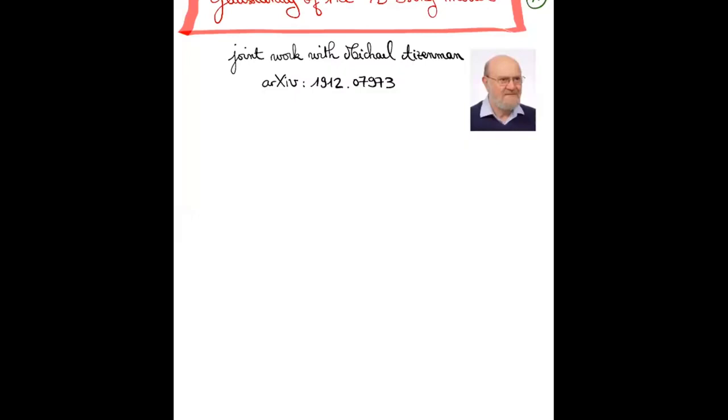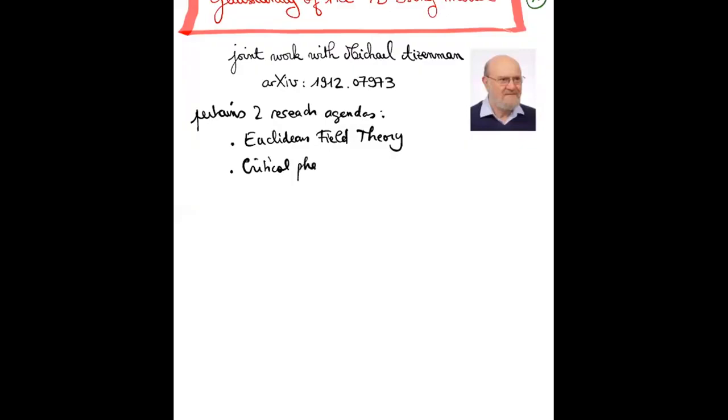What I wanted to talk about during this talk is joint work with Michael Eisenman about the Gaussianity of the 4D Ising model. And this work pertains to two research perspectives. What are these two perspectives on the results? The first one would be Euclidean field theory, and it's actually what I will present second, because it's maybe the farthest away from what the group of people attending is used to. And the second agenda is much more classical for us, and it's just the study of critical phenomena in statistical mechanics. So I'm going to start with this one.